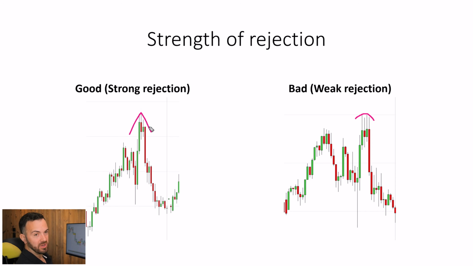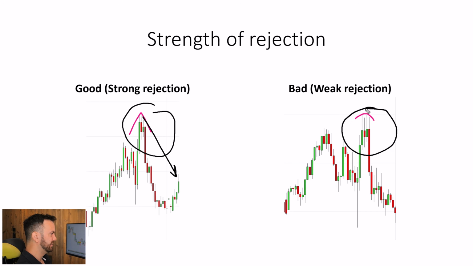Now, a good rejection has a strong high, because a good rejection should tell us that there is aggressivity, right? Aggressivity, in this case, of sellers who jumped in and started to sell aggressively. This is aggressive selling. But right here, it looks like the sellers weren't really sure. There wasn't that strength, that aggression, right?